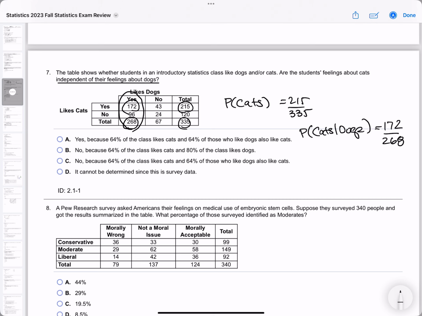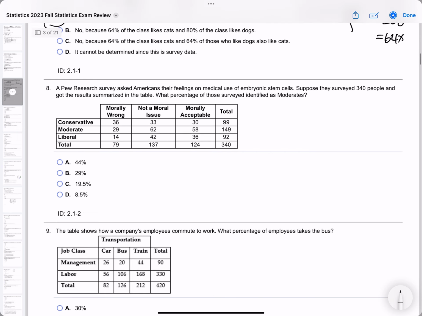There's a formula that says the probability of A given B, if that's equal to the probability of A, then they're independent. So when you see cats given dogs, it means every single person in this survey likes dogs, and I just want to know the percentage of those that like cats among that. That's 172 divided by 268, which is 64%. And 215 divided by 335 is also 64%. So yes, they're the same, and therefore they're independent.